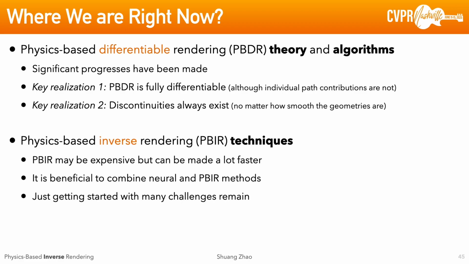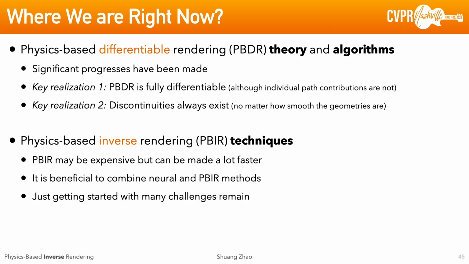Okay. So on the inverse side, the first one is, as I just mentioned, that physics-based optimizations may be expensive, but they are less expensive thanks to system development and can be made a lot faster if you know what you are doing and do things in a clever way. And also, as we demonstrated in the neural PPAR pipeline, it's very often beneficial to combine neural and physics-based pipelines to get the best quality possible. And of course, this is still an evolving field, just getting started, and many challenges remain.